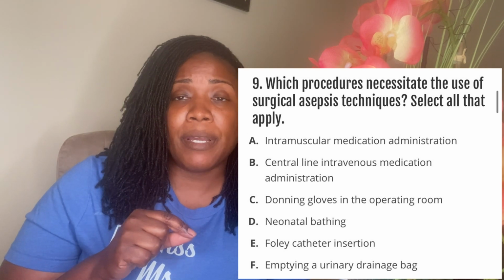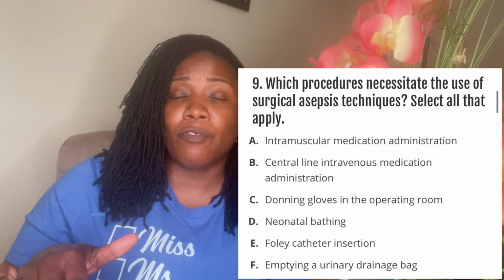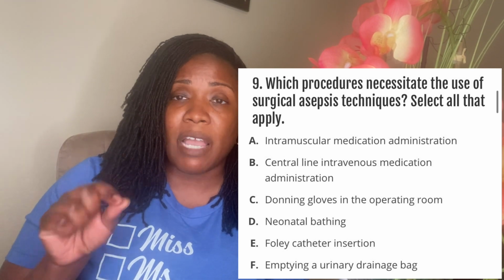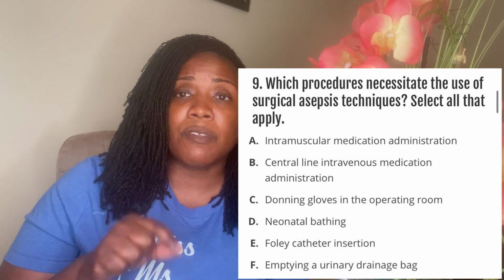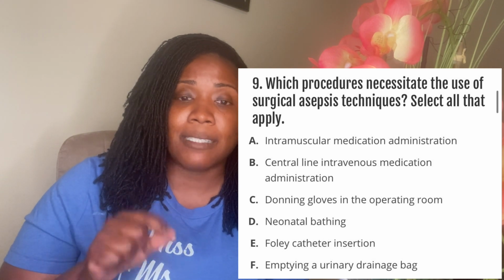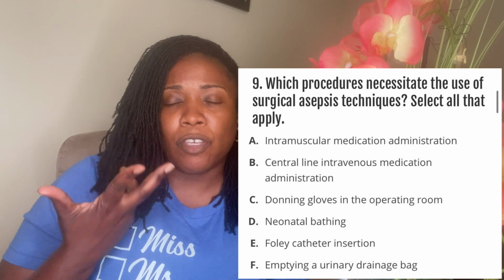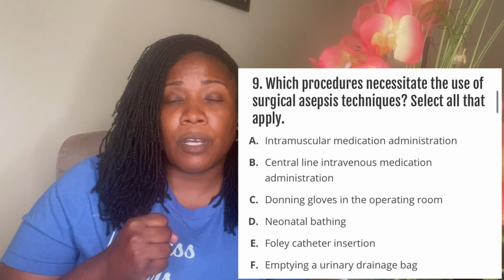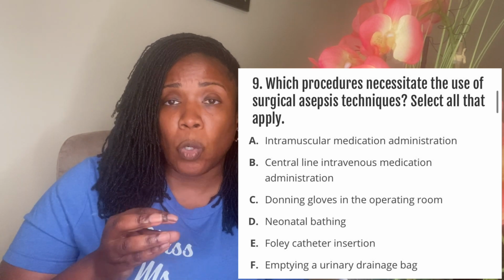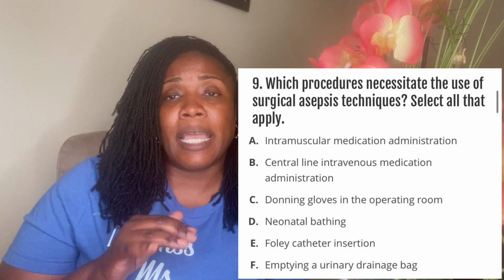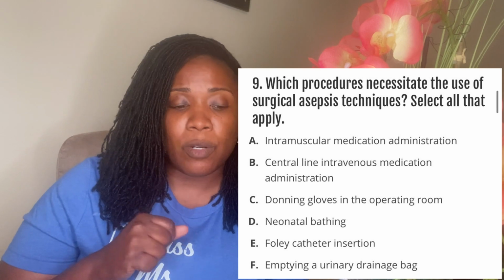Donning gloves in the operating room, anything that has to do with the operating room is sterile. There is nothing that is clean procedure in an operating room. Everything is sterile. So donning gloves in the operating room would be an aseptic technique. Neonatal bathing, you may just need a pair of clean gloves, a towel, and some soap. So that is a clean procedure. You don't need asepsis with an aseptic technique with neonatal bathing.